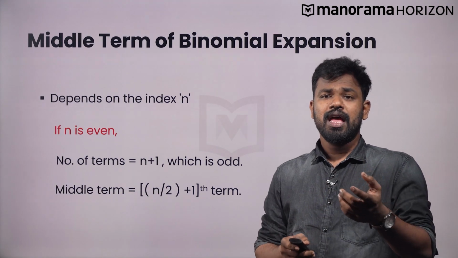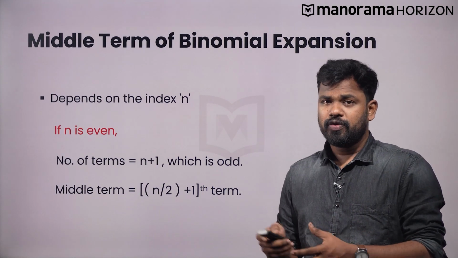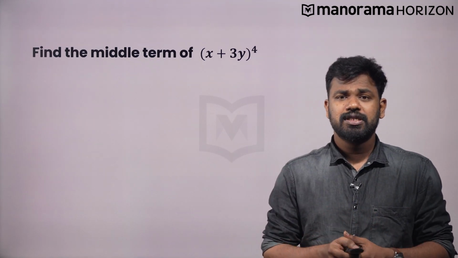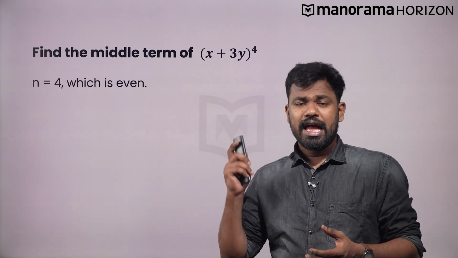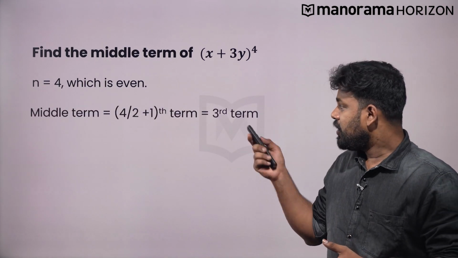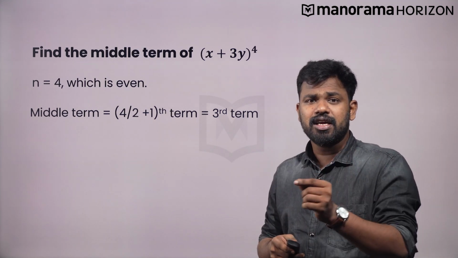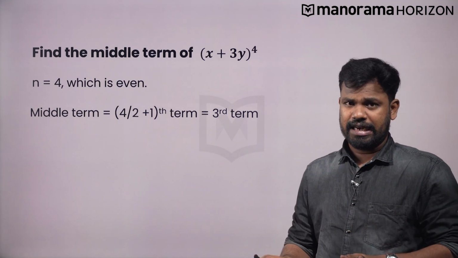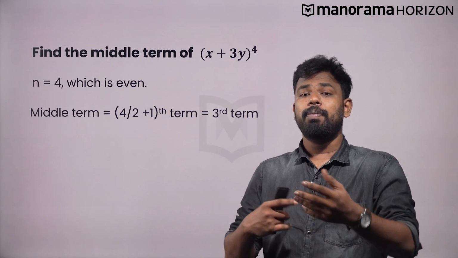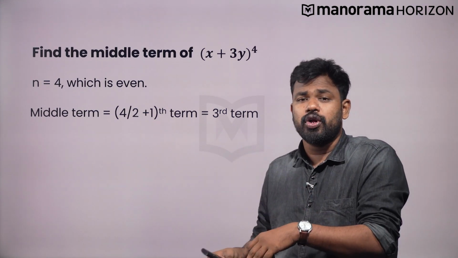So, what is the middle term here? The (n/2 + 1)th term. So, remember, this is the formula to find the middle term. For example, find the middle term of the expansion (x + 3y) raised to 4. In this example, n is equal to 4, which is even. And the middle term will be the (4/2 + 1)th term, that is the third term. So it means the third term in the expansion gives you the middle term exactly. Here we are not finding the exact value. This is just to make you understand how to apply the formula. So what did I do here? I just found out which term is going to give me the middle term.